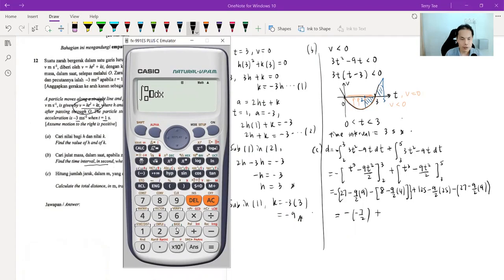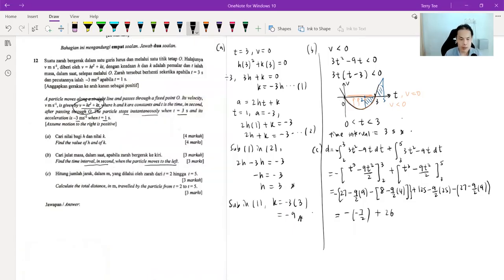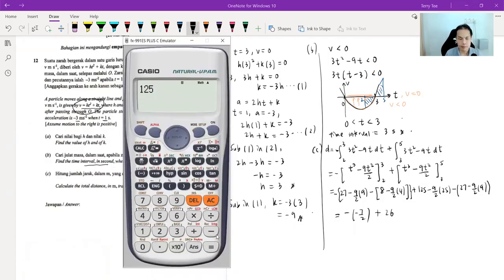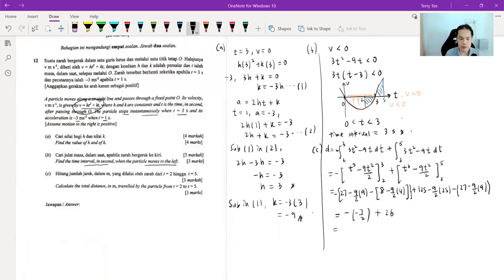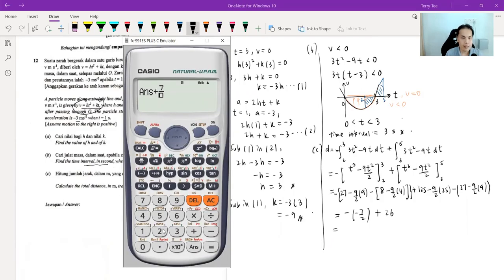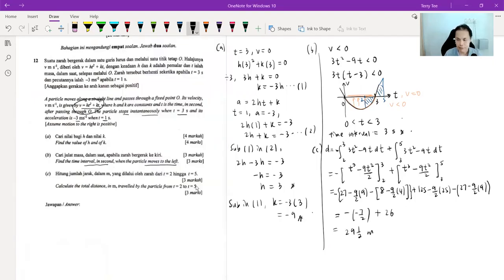We integrate 3x squared minus 9x, lower limit 3, upper limit 5. There you go, 26. So you can count the manual way: 125 minus 9 over 2 times 25, minus the bracket 27 minus 81 over 2. There you go, 26, correct? So let's take 26 plus 7 over 2. A minus minus is a plus, so my answer is 59 over 2 or 29 and a half. The unit is in meters.